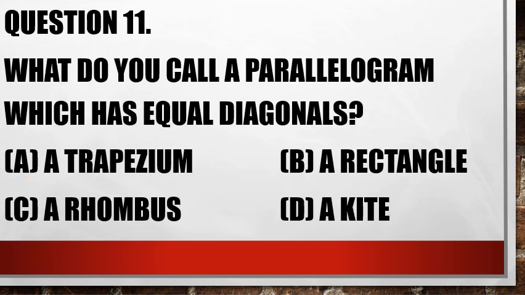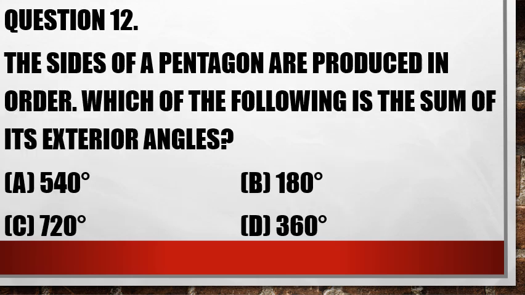Okay. What do you call a parallelogram which has equal diagonals? We know that when a parallelogram has equal diagonals, it is a rectangle. So a parallelogram which has two equal diagonals will be a rectangle. A rectangle has two equal diagonals.